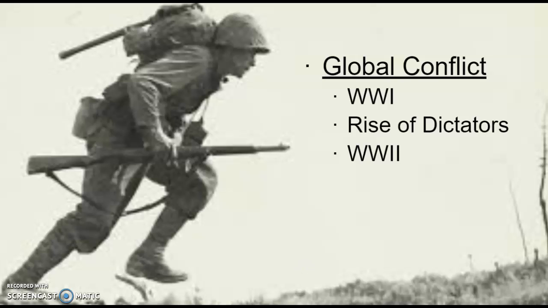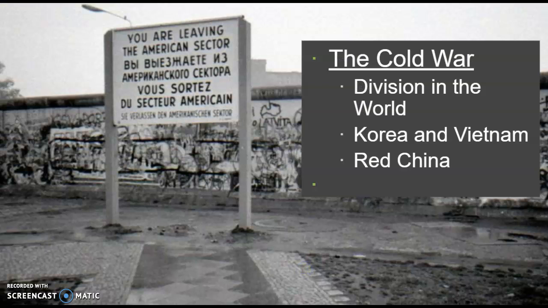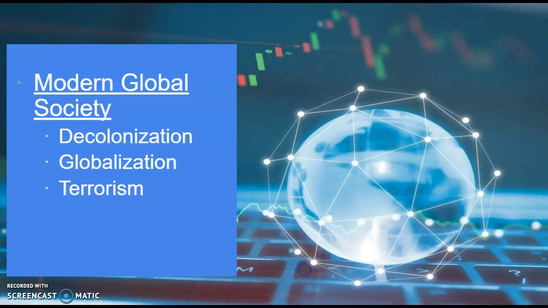Then we move on to the rise of world powers, the Industrial Revolution, imperialism, nationalism. When we return from winter break, we'll move into the modern world, where we'll discuss global conflict, including World War I, the rise of dictators, and World War II. After that, we'll talk about the Cold War, the division in the world between the United States and the Soviet Union, the conflicts in Korea and Vietnam, and we'll talk about communist China.